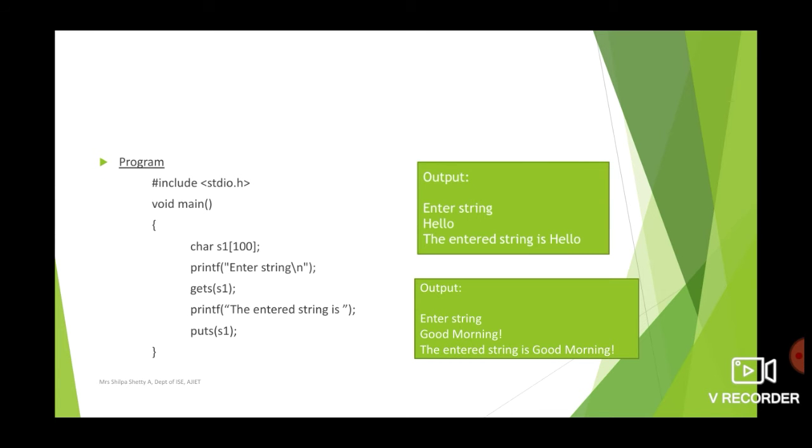So here is a very simple program to read a string and display a string, so we are using the gets and puts functions. #include <stdio.h>, void main, char s1[100]. So s1 is a string with 100 characters. printf("Enter the string"). So you are asking the user to enter a string, then you have to read the string. So you write gets(s1). The string that is entered by the user is stored in s1.